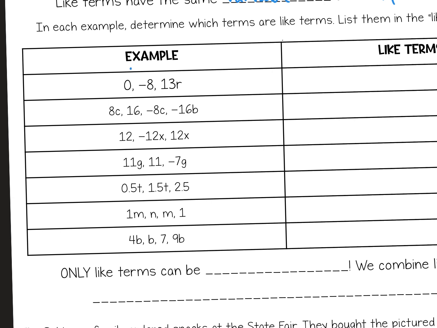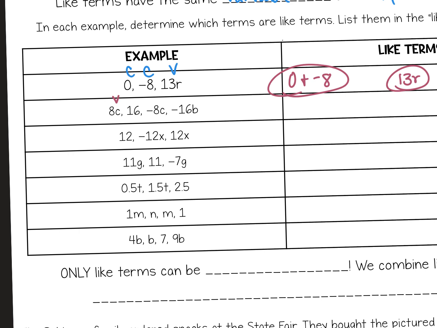So here we have a constant and a variable. Since we only have the one variable term, we don't have to think about whether or not it has the same letter, because we only have the one. So we have 0 and -8 are like terms, and then we have 13R. So these two are alike. 13R is a separate term.